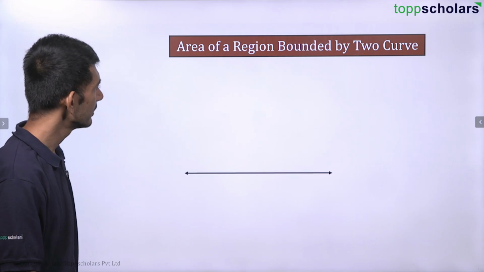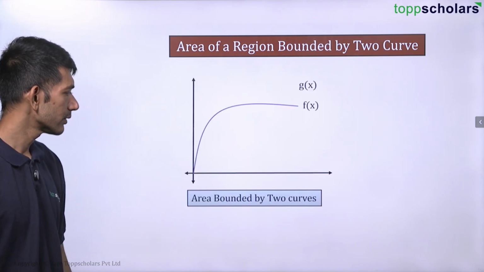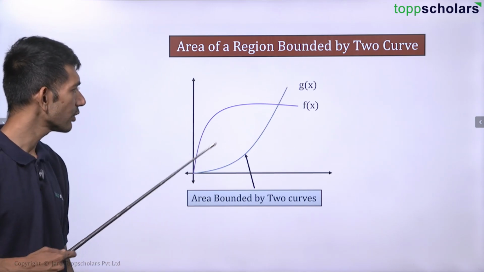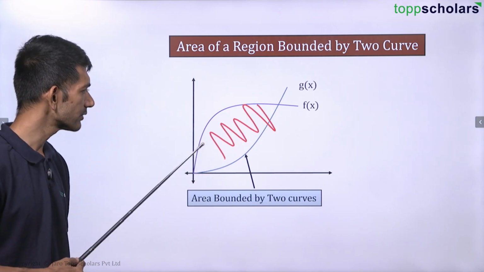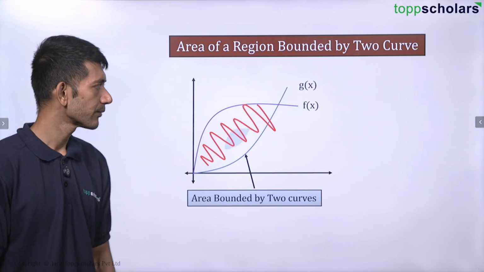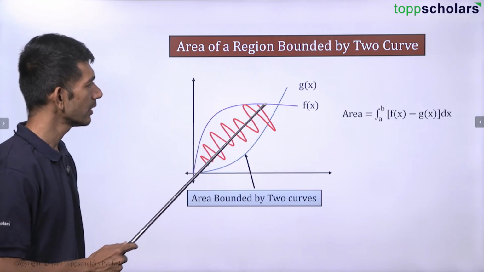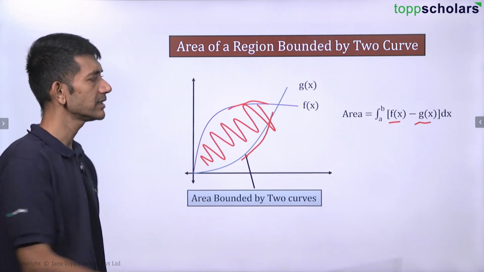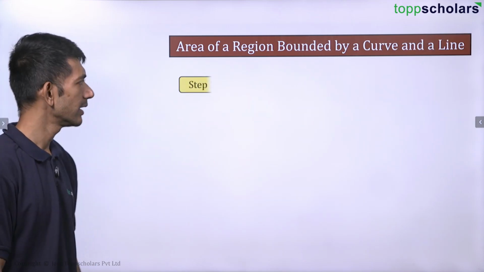Okay, so let us have a look at this. This is the first curve, f(x). We have one more curve, say g(x). The blue line is g(x), the purple you can say is f(x). Both of them are curves and this is the area that we need to find out, right? So all we need to do is the upper curve minus the lower curve: the integral from a to b of (f(x) minus g(x)) dx, right? g(x) is the lower curve.